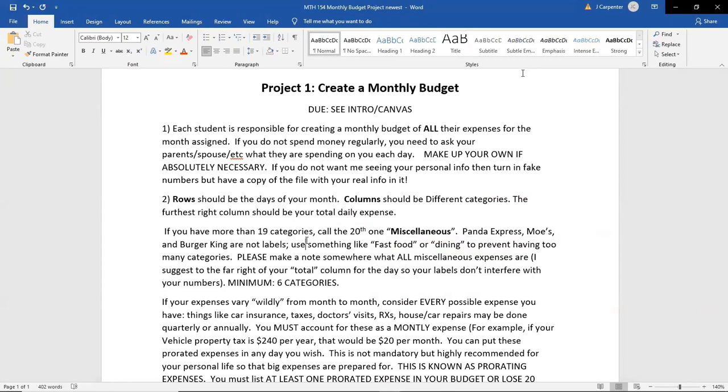So if you have more than 19 categories, because some of us have lots of various expenses, and especially if you decide to have a category for fast food, a category for dining out, a category for grocery bills, another person might just have one category and call the whole thing food and lump all 3 of those together. Some of you might just have a category for groceries and then another category for all other eating.